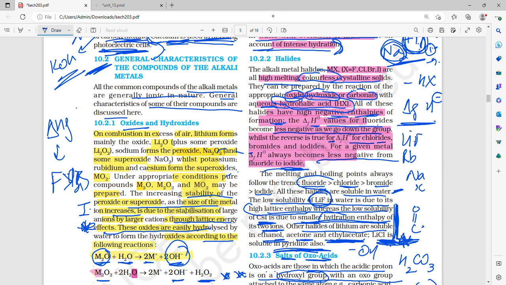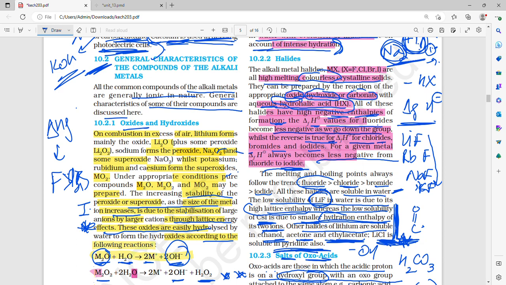Sorry, LiF, RbF, NaF, CsF, KF. For all the fluorides, the enthalpy of formation becomes less negative as we go down the group, whilst the reverse is true for the enthalpy of formation for chlorides, bromides and iodides. So if I say LiCl, RbCl, NaCl or KCl, or NaBr, RbBr, KBr, then the reverse is true.